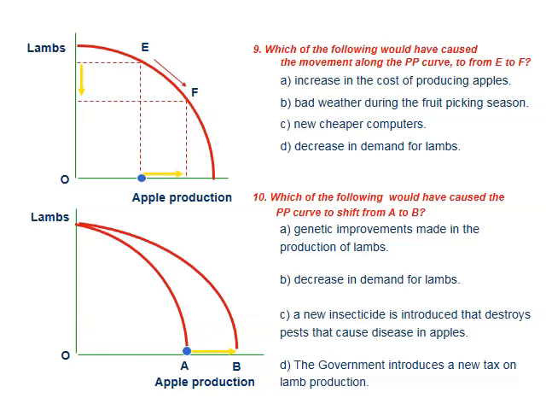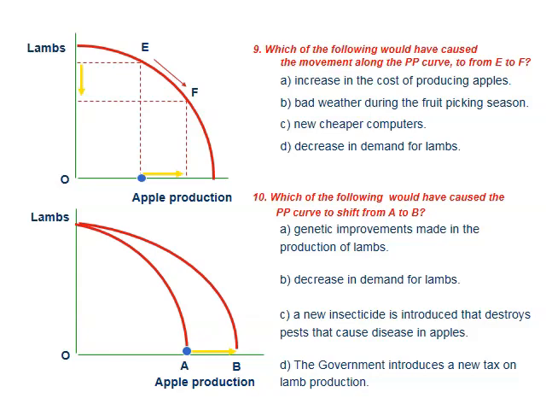And the second one, B, a decrease in demand for lambs, of course, would have meant that there would have been no change in the capacity to produce of lambs, and it certainly wouldn't have affected in any way apple production. C, a new insecticide is introduced that destroys pests that cause diseases in apples. Now there is an example of new technology that would increase the capacity to produce apples. So the answer has to be C.